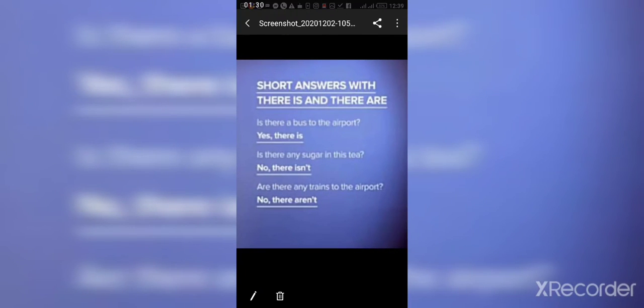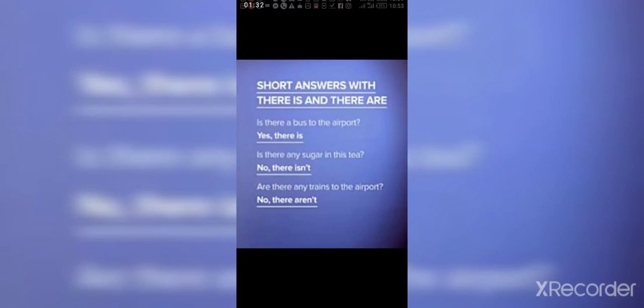Look at this example of short answers with there is and there are. Is there a bus to the airport? Yes, there is. Is there any sugar in this tea? No, there isn't. Are there any trains to the airport? No, there aren't.